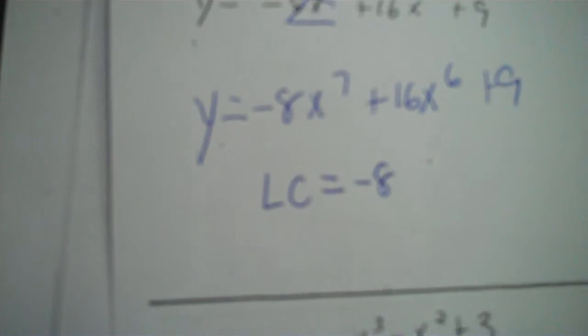So end behavior, x approaches positive infinity, x approaches negative infinity. What does y approach? Y arrow, that's how you write that instead of approach. LC, leading coefficient, is negative 8. Since it's negative, it will approach negative infinity on the right side. It's just kind of rules, you know.